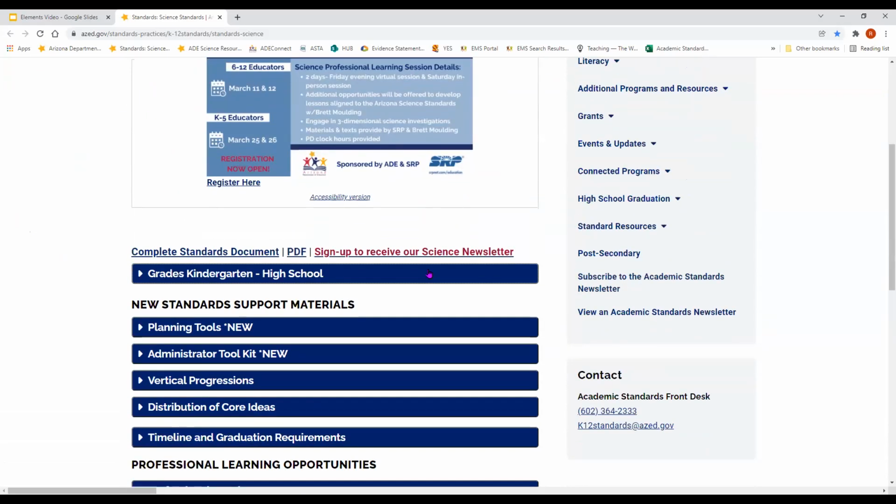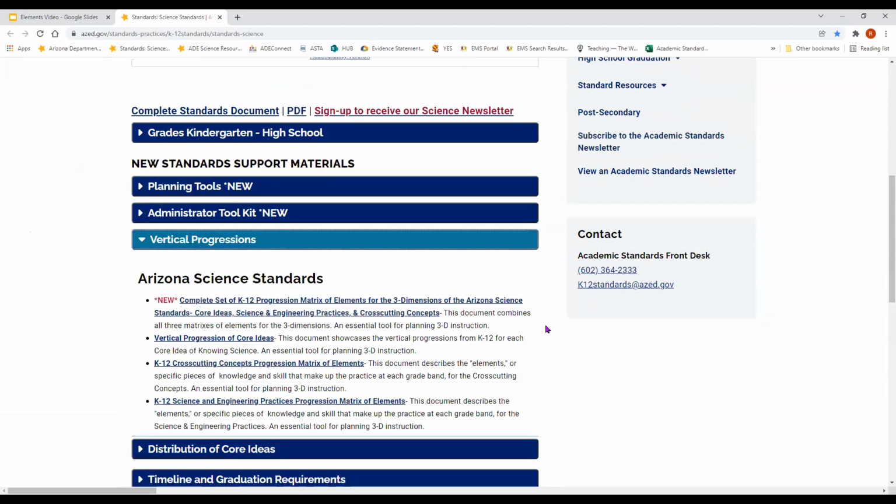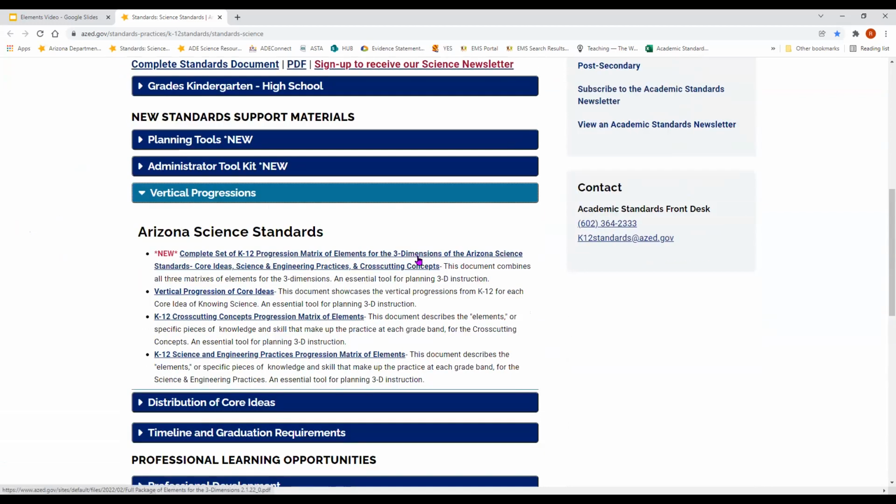Here is the Science Standards website. And as we scroll down, click vertical progressions. Here is the document we're going to discuss today. But I also want to take a moment to point out that we already have the Science and Engineering Practices progression matrix of elements, and we already had the cross-cutting concepts matrix of elements as well. What we did not have until right now were the elements for the third dimension, or the core ideas, which is now housed in this document. We do still have the vertical progression of the core ideas, but this document does not have the elements. This is the document we're going to discuss today.